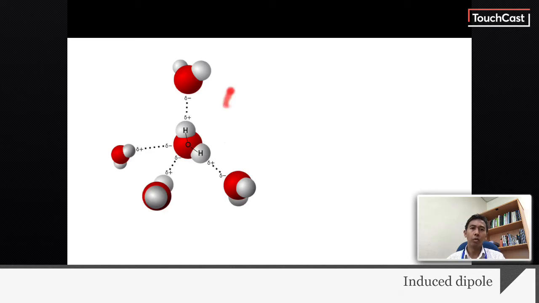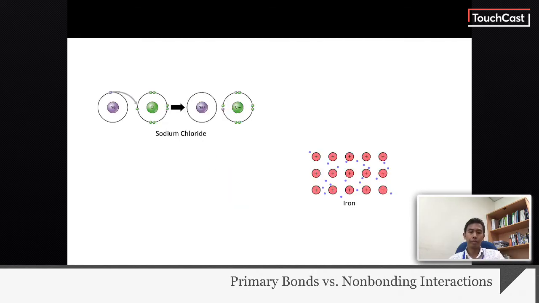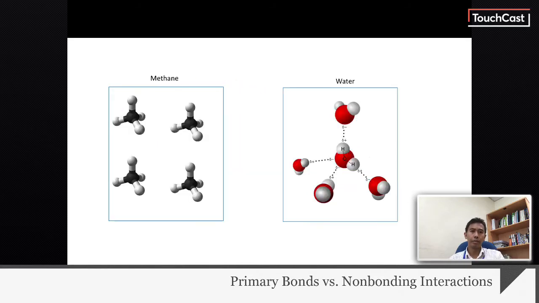It is because the primary bond is covalent bonds, while the nonbonding interaction is hydrogen bond. An important distinction between primary bonds and nonbonding interaction is how they are used to define chemical compounds.